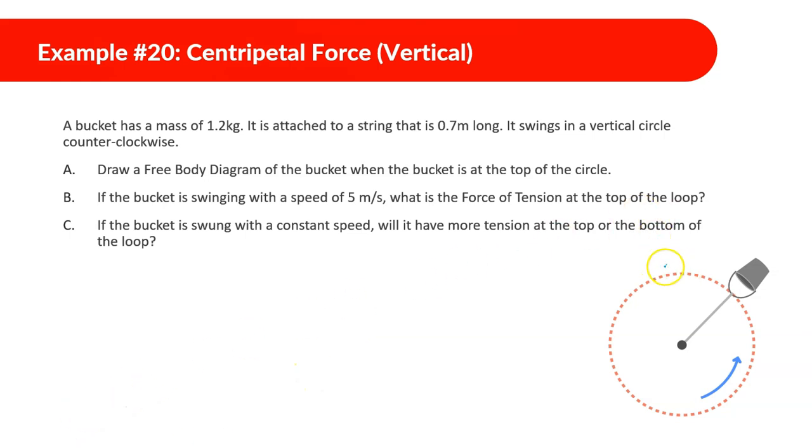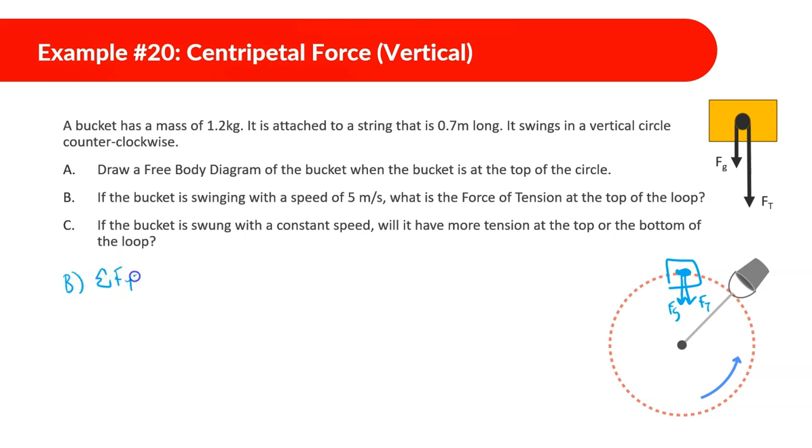Okay, so when it's at the top over here, we know there's a force of gravity that's going to be pulling it down. But what we should also know is there is going to be a force of tension that's pulling it down. That's the string. So it's going to look something like this. If the bucket is swinging with a speed of 5 meters per second, what is the tension at the top of the loop?